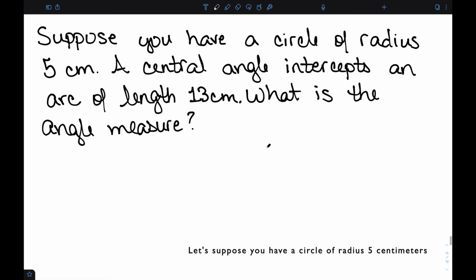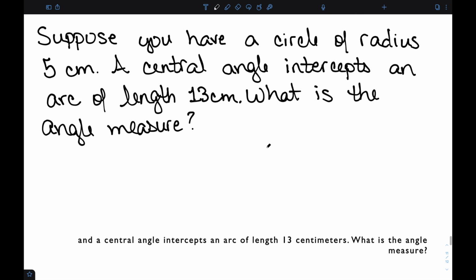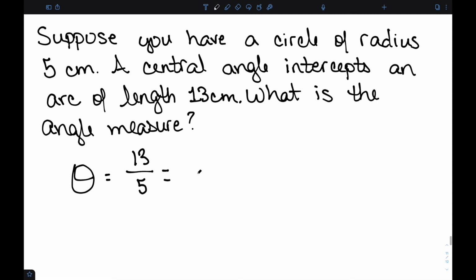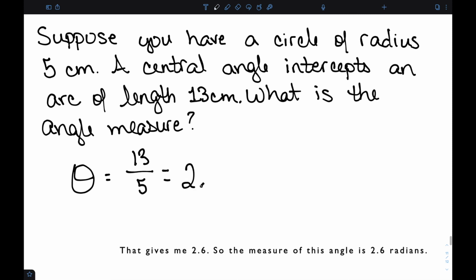Let's suppose you have a circle of radius 5 centimeters, and a central angle intercepts an arc of length 13 centimeters. What is the angle measure? Well, in this case, we would do the length of the arc divided by the radius. That gives me 2.6, so the measure of my angle is 2.6 radians.